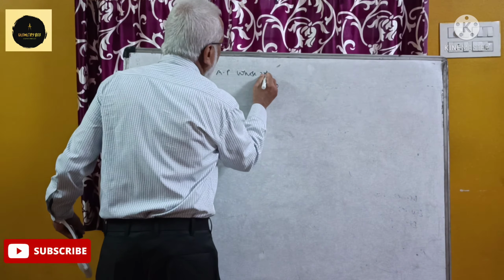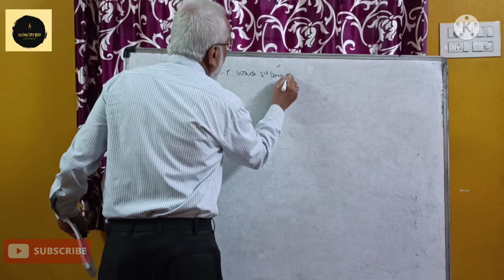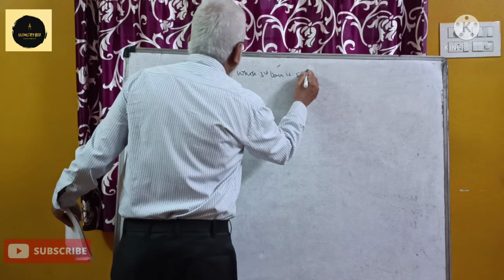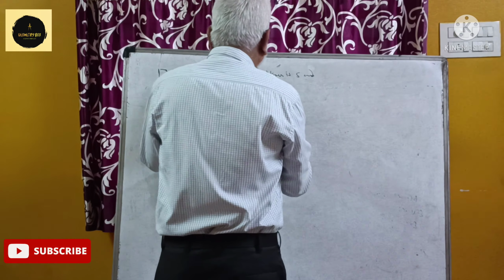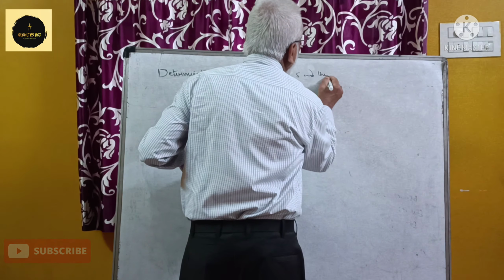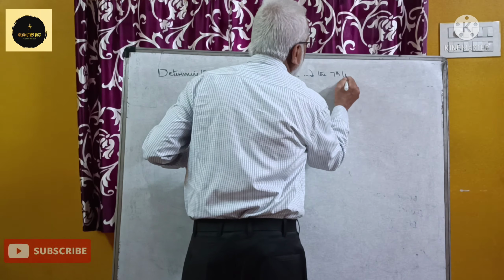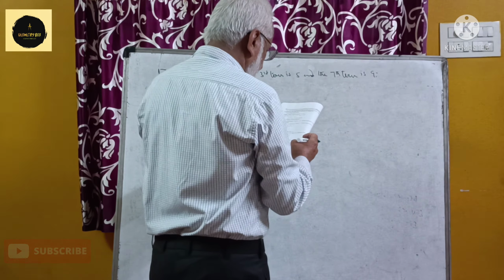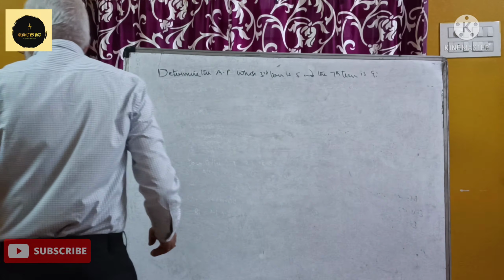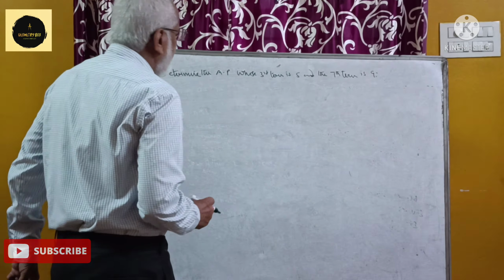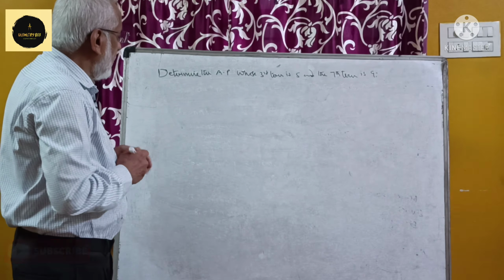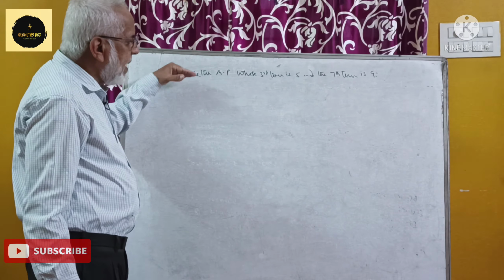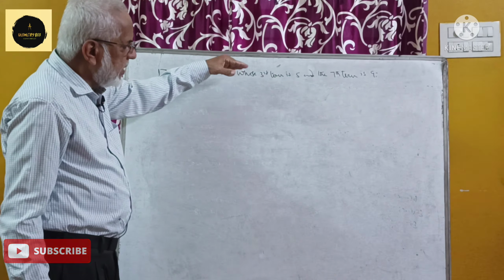Determine the AP whose third term is 5 and whose seventh term is 9. First of all, you have to read the question. What is in the question? Determine the AP whose third term is 5 and seventh term is 9.